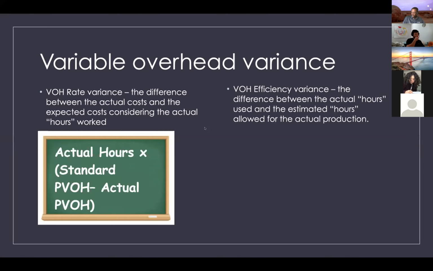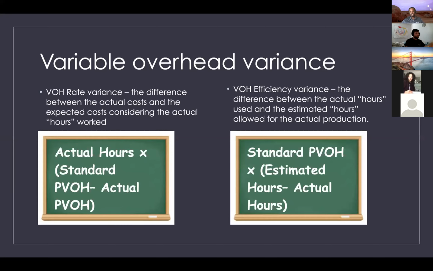To get the efficiency variance, we take the standard predetermined variable overhead rate, and we multiply that by the difference between our estimated, and I'll put that in quotations, hours, right? Because it could be direct labor dollars, or it could be machine hours or labor hours, and our actual hours. What we estimated our cost driver to be versus what our actual cost driver was in terms of quantity.